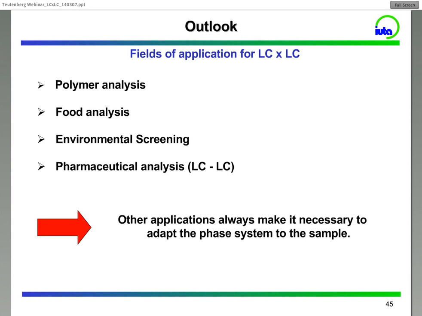Of course, if you want to apply the system to other applications, it is necessary to adapt the phase system to the sample, which means you have to think of the orthogonality of your phase system. So many authors used normal phase columns or HILIC columns in the first dimension, and reverse phase columns in the second dimension, which also have very good orthogonality. So this is not that straightforward, and I think this is also very demanding, that we need to invest more time to assist the users if they want to use the system in different fields of application.